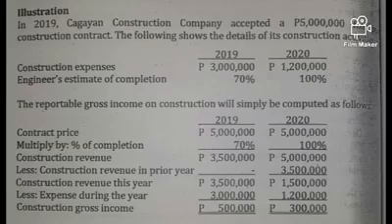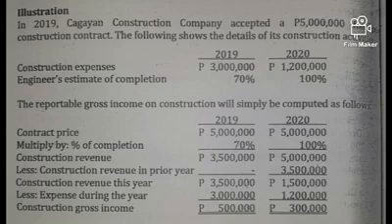So the construction expenses for the year 2019 is 3 million pesos. And then for the year 2020 is 1,200,000 pesos. And then the engineer's estimate of completion in the year 2019 is 70%. And then in 2020, 100%. Under the percentage of completion method, the gross income on construction is computed as follows. Okay, we'll begin with the determination of the construction revenue.